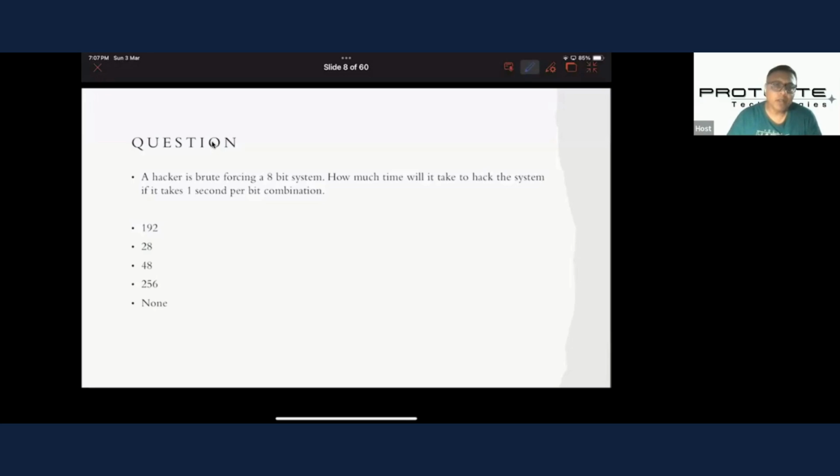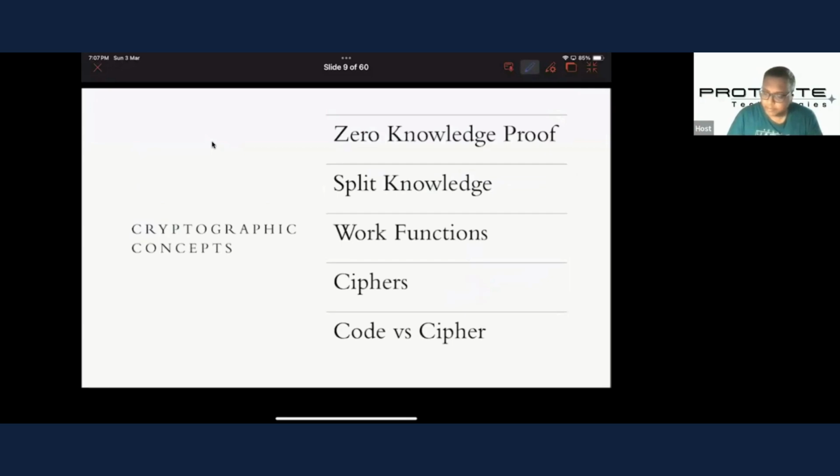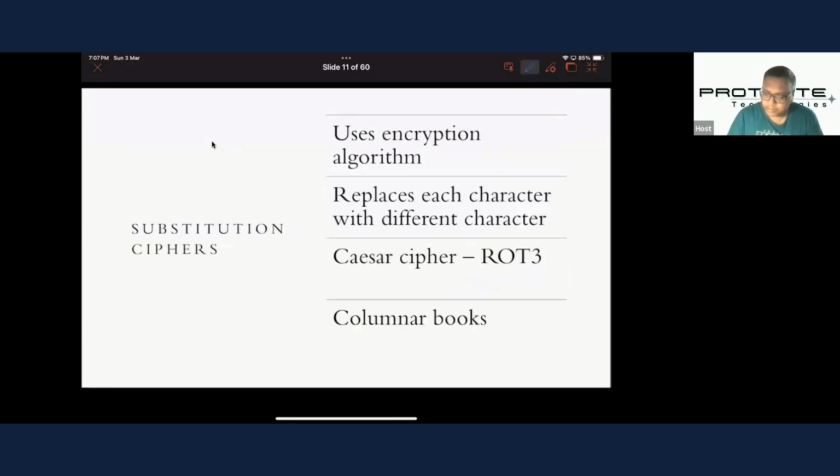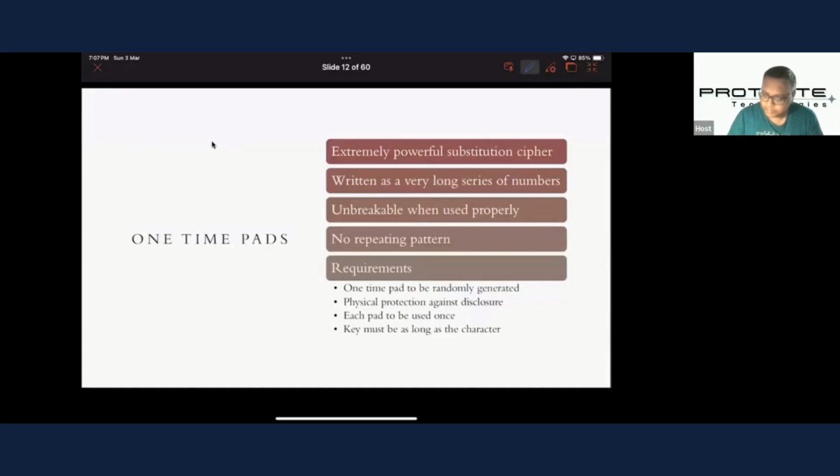Brute forcing means trying the entire key space. If it is an 8-bit system, 2 raised to the power 8 is the entire key space, which is equal to 256, right? Okay, we saw all these functions yesterday.